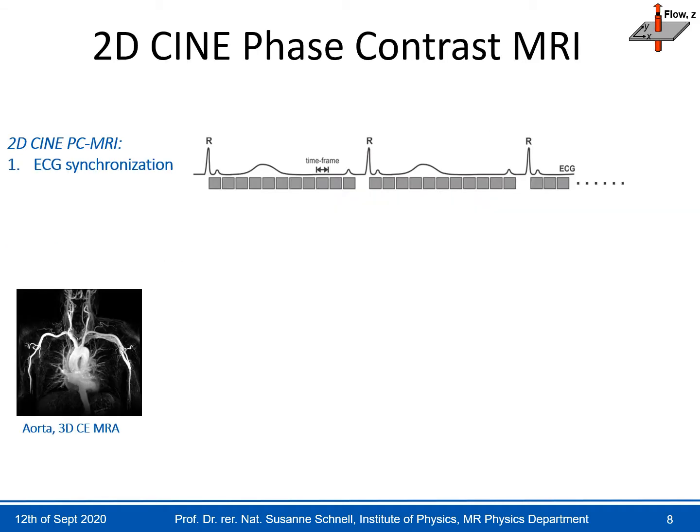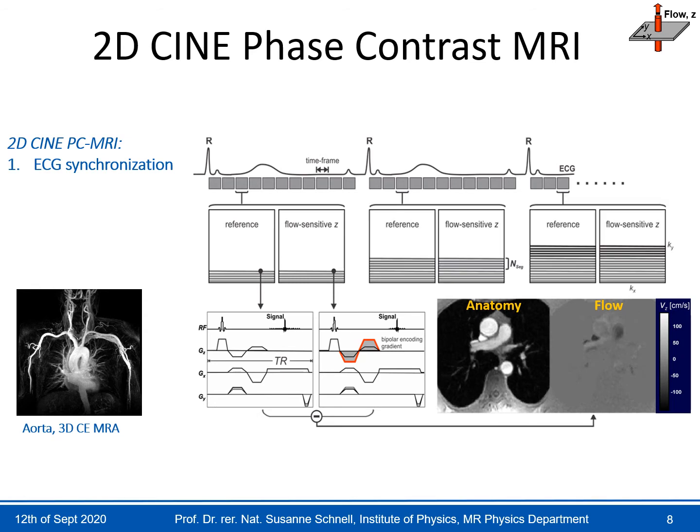Now we have to do this, of course, in order to have a time-resolved acquisition with ECG synchronization. We do this by dividing the space between R waves into a certain amount of time frames. And within each time frame, that is also often called cardiac phase, we acquire now our reference and our flow-sensitive acquisition. We do this over time in order to slowly fill K-space to finally achieve our image that depicts the anatomy as shown here, as well as the pulsatile flow as can be seen here.